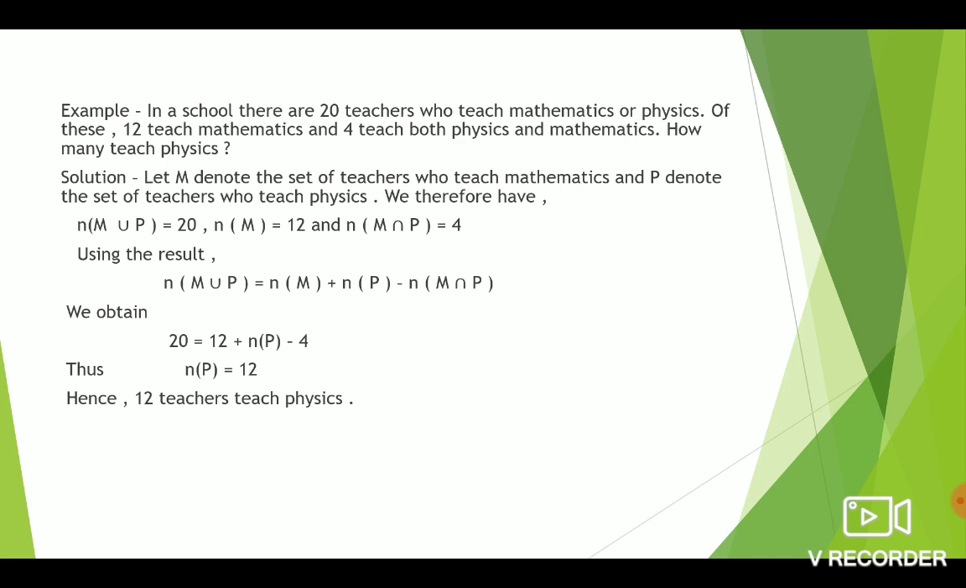So let us suppose that M denotes the set of teachers who teach mathematics and P denotes the set of teachers who teach physics. We therefore have number of elements in M union P is equal to 20 and number of elements in M is equal to 12 and number of elements in M intersection P is 4. Using the result, number of elements in M union P is equal to number of elements in M plus number of elements in P minus number of elements in M intersection P. We get number of elements in P is equal to 12. Hence, 12 teachers teach physics.